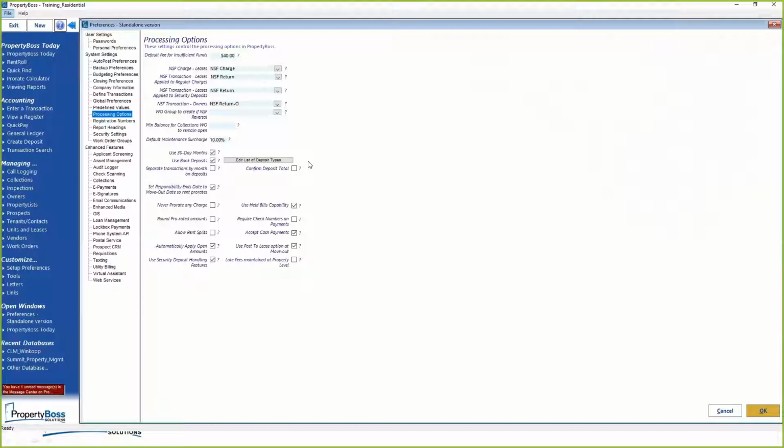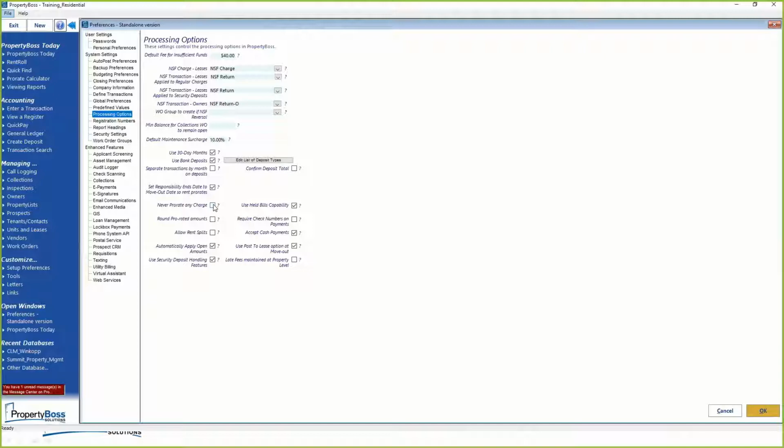In my case, I've set the responsibility ends date to the move-out date, so rent does prorate, which means when someone moves out, if they move out after the date that we intended, the rent will continue to prorate to account for those extra days they've spent in our property. If you don't want PropertyBoss to prorate, go ahead and tell it not to prorate any charge.